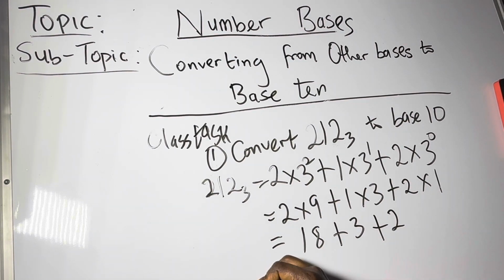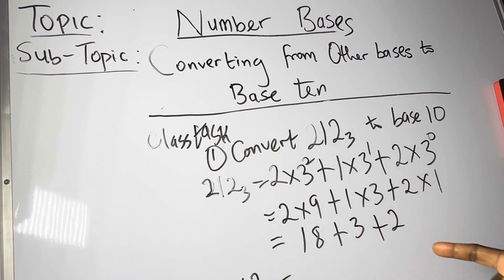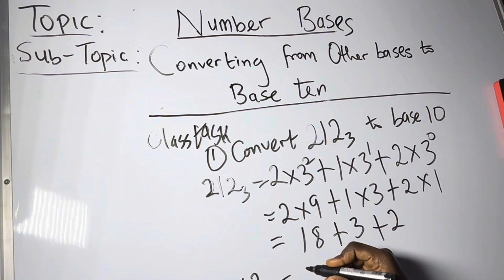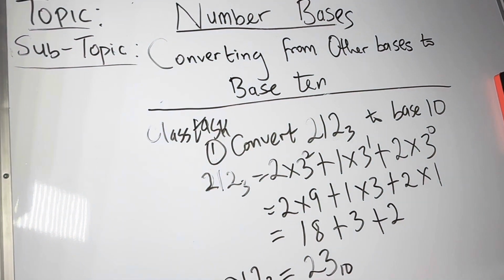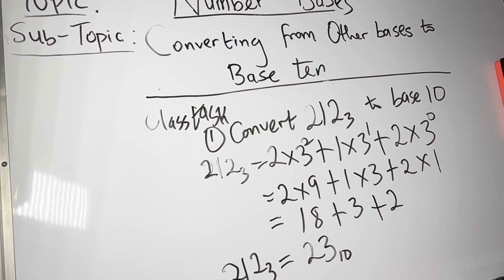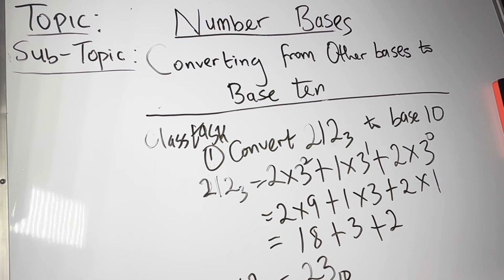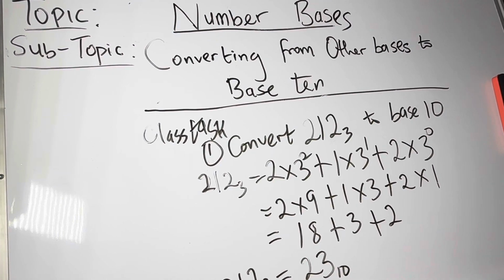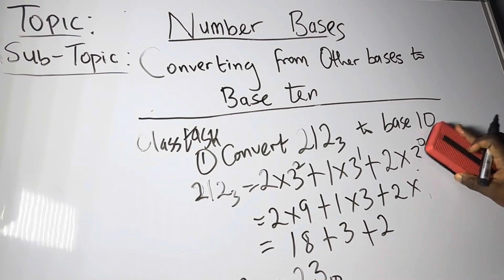Now, 212 in base 3 equals 18 plus 3 plus 2, which is 23 in base 10. Do you understand? Now let's solve the last class task under converting from other bases to base 10. The final question, question 3.